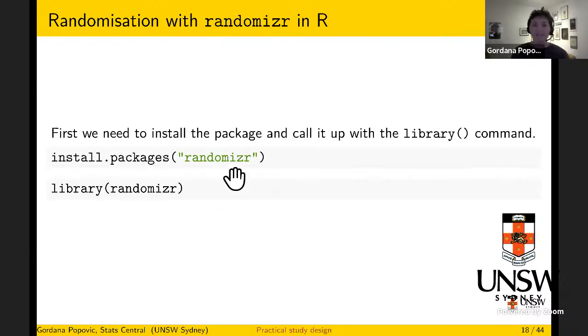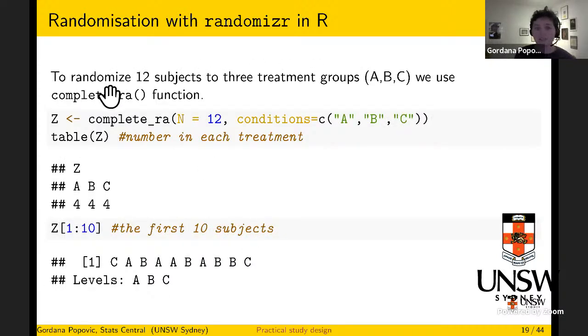So in R, you'll need the randomizr package. Install it and then do the library. It's relatively easy. To randomize 12 subjects to 3 treatment groups, which I've very boringly called A, B, and C, we can use the complete_ra function, so complete random assignment, with N is 12. The conditions are A, B, and C. And I'm going to save the results in a variable called Z.